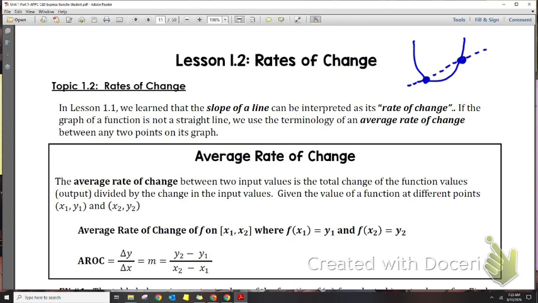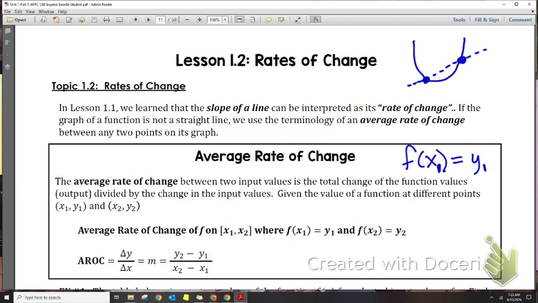All right, so the average rate of change between two input values is the total change of the function's values, the output, divided by the change of the input values. Given the value of a function at different points, we have x1, y1, and x2, y2. Your average rate of change on the function f on the interval from x1 to x2, where f of x1 is equal to y1 and f of x2 equals y2. Remember, we know also that f of x is equal to y. So if I say f of x1, that's going to be equal to my y1, okay? Same thing if I put x2, then it would equal y2.